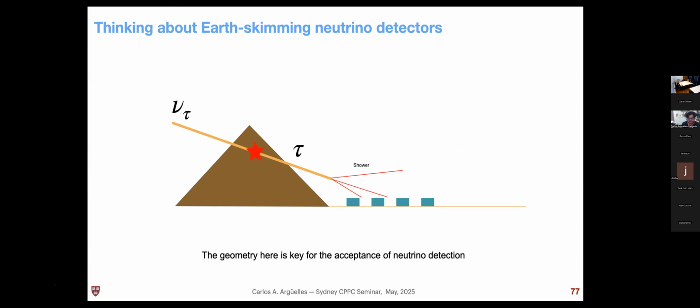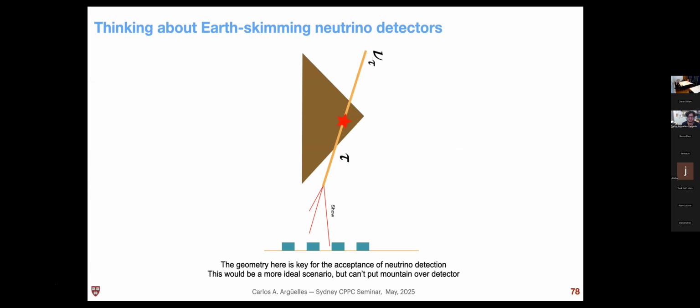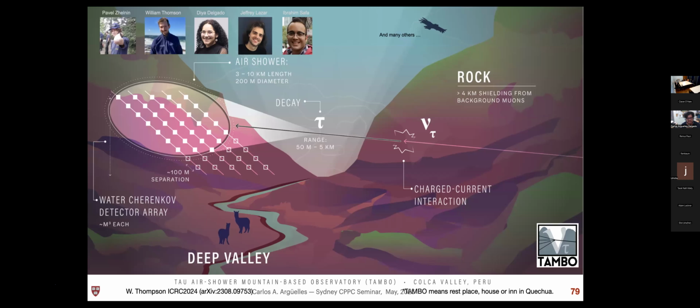So of course, you would like to have a bigger mountain so you can have a better acceptance. Maybe have your mountain on top of your detector so you can see all over the sky, but of course, you cannot do that. So the next big thing you can do is this idea which we call TAMBO, the Tau Air-Shower Mountain-Based Observatory. And the idea is to have a mountain that has a V shape, and the neutrino interacts in one side of the mountain, and then it produces a tau that decays in between the mountains and makes a shower of particles that then you try to look for with a detector, right?